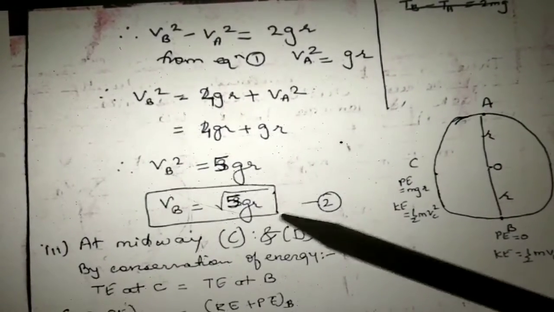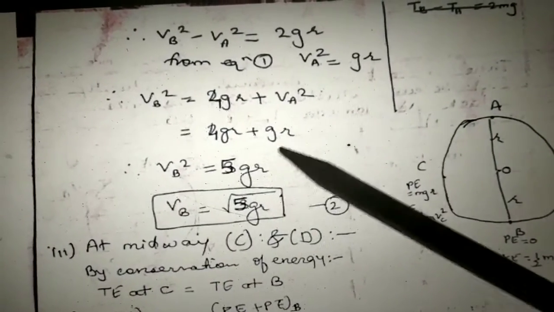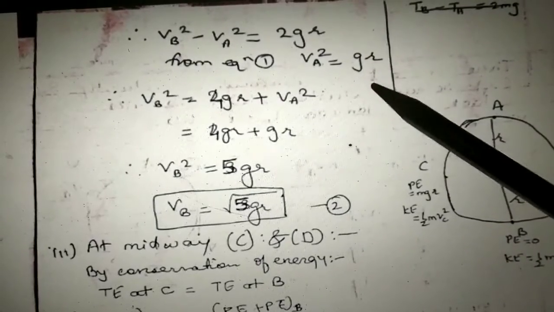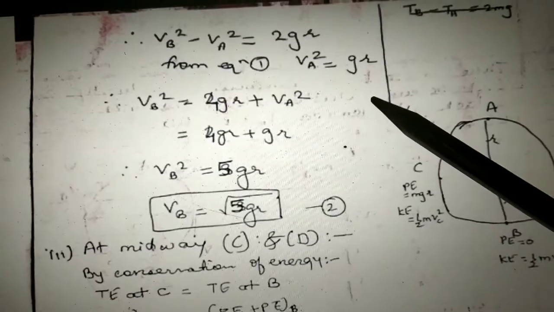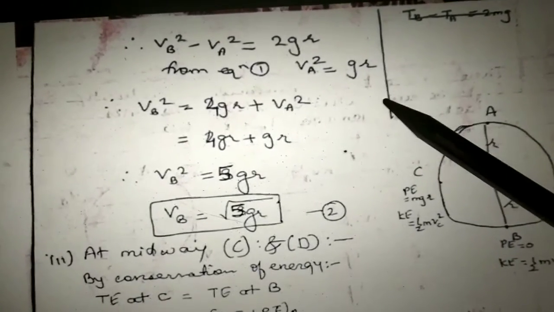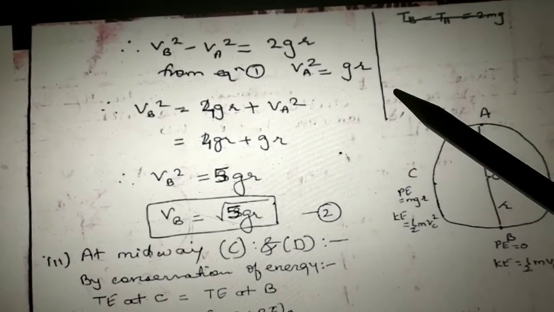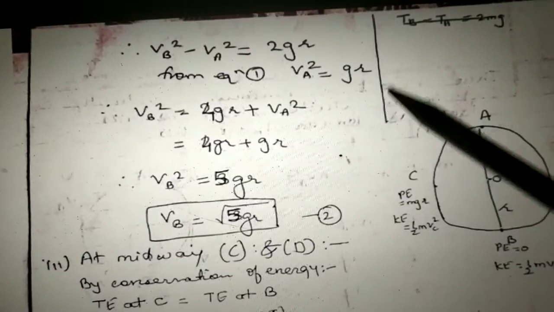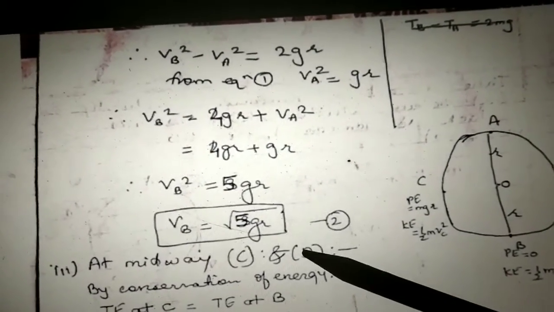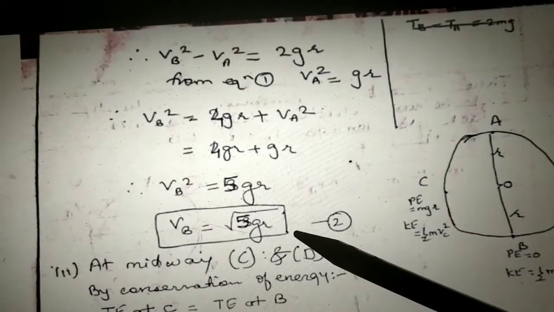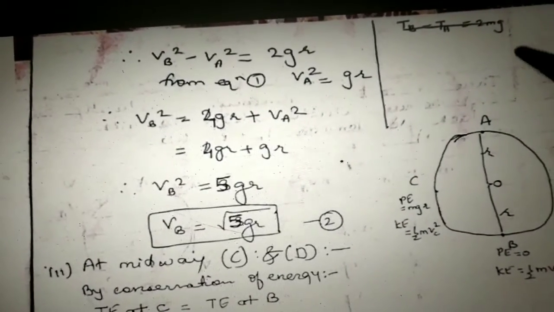See now, that is maximum as compared to your highest position. As I told you earlier, when the bob or any object achieves the highest position, velocity will be minimum, and when it is at the bottom, velocity will be the maximum. So this is minimum and root of 5 rg is maximum, hence it is proved.